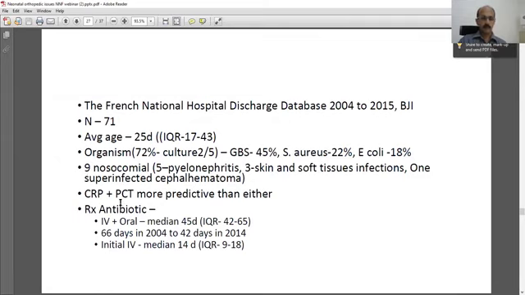Antibiotics were as we had discussed, but one important finding in this was that IV plus oral antibiotic median duration required was 45 days, but this was earlier going up to 66 days in 2004. Now, because of routine antibiotic surveillance and other QI indices in place, the antibiotic duration has come down from 66 days to 42 days in 2014.